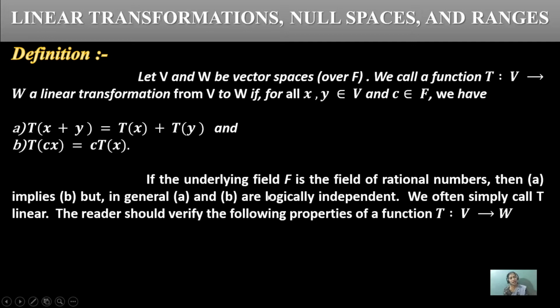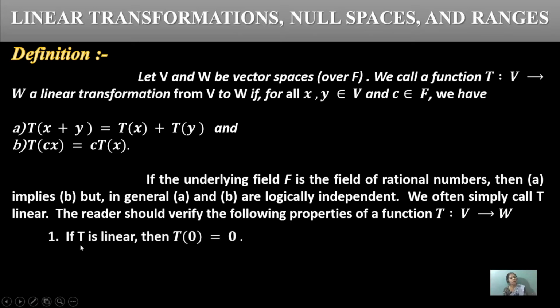If the underlying field F is the field of rational numbers, then the first condition implies the second, but in general, the two conditions are logically independent of each other, because the first concerns addition and the second concerns multiplication. Simply, we say that T is a linear transformation from V to W, and it has the following properties.